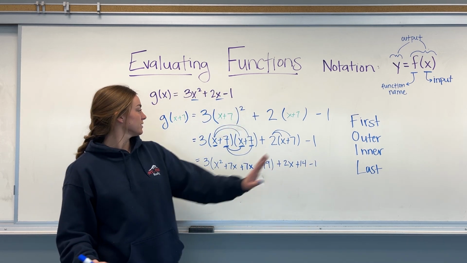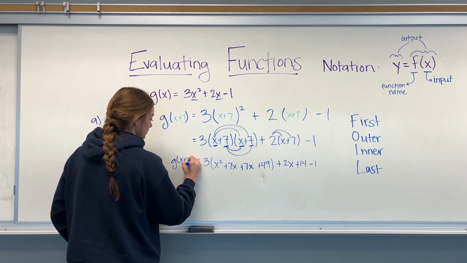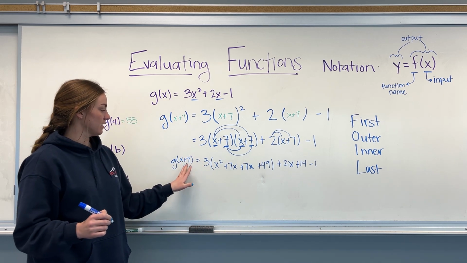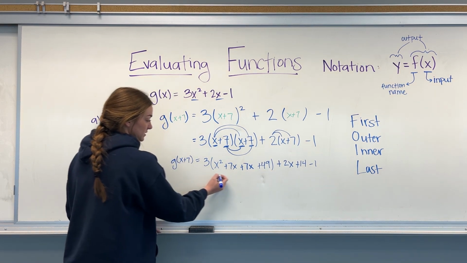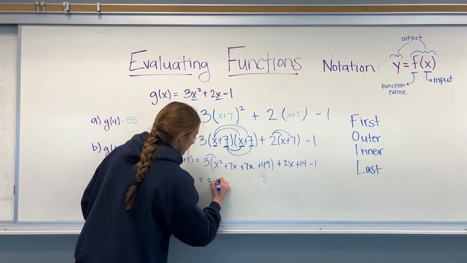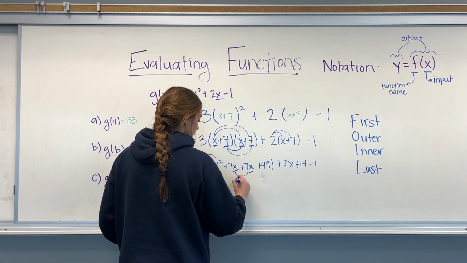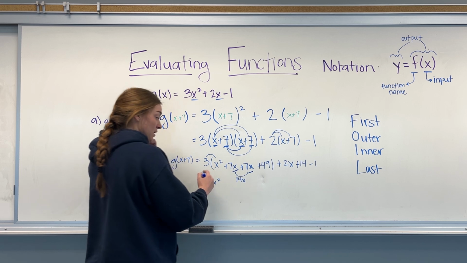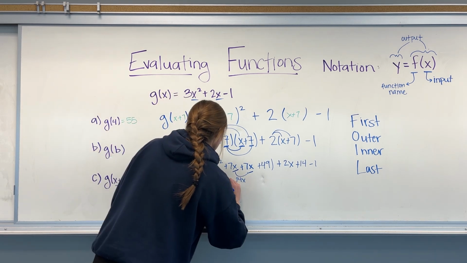So we've got this huge long expression, which came from evaluating function g at x plus 7. And then you just keep on solving. So we've got this big beast here, and we've got to distribute our 3 through. So we've got 3x squared. We can combine these terms, so we get 14x. And then 3 times 14 is 42.